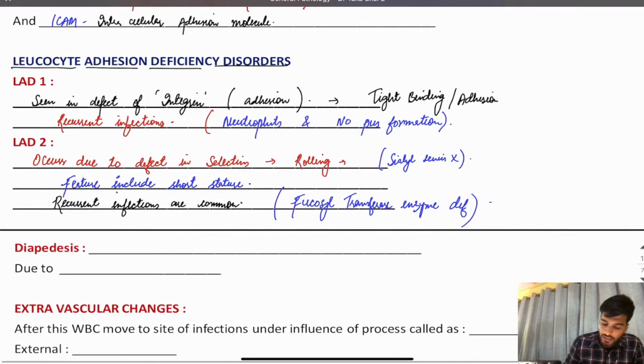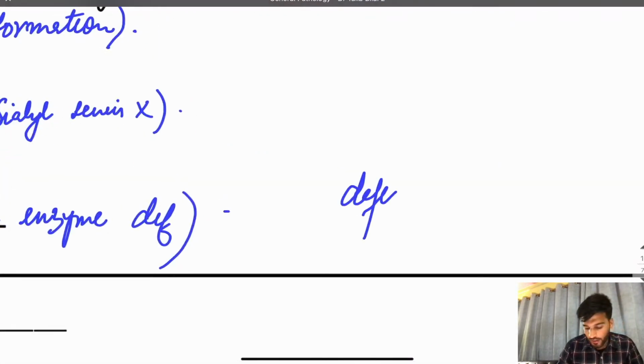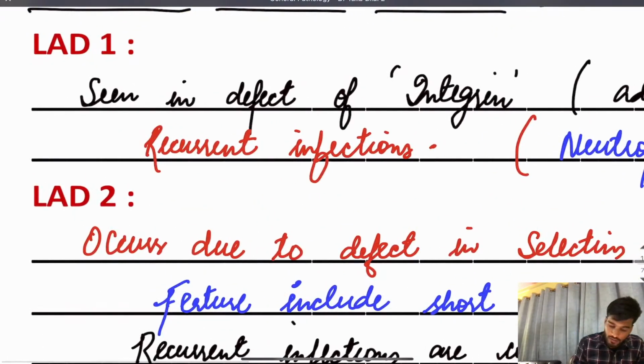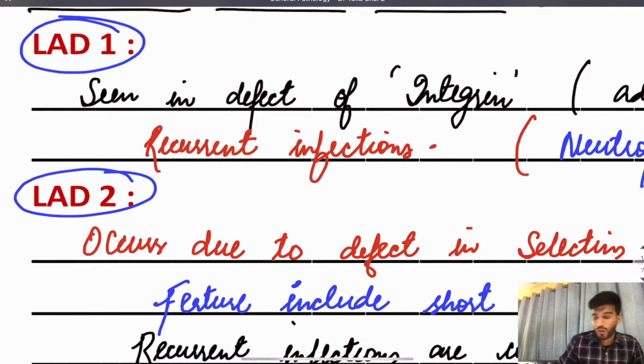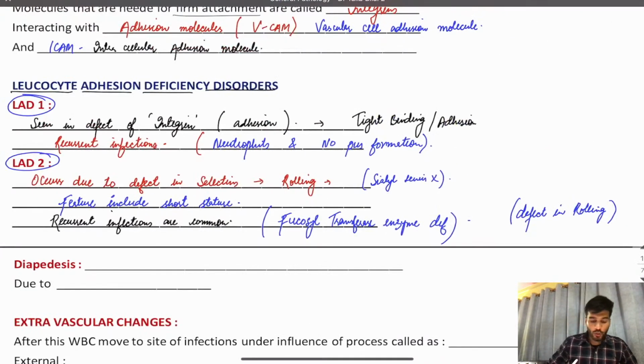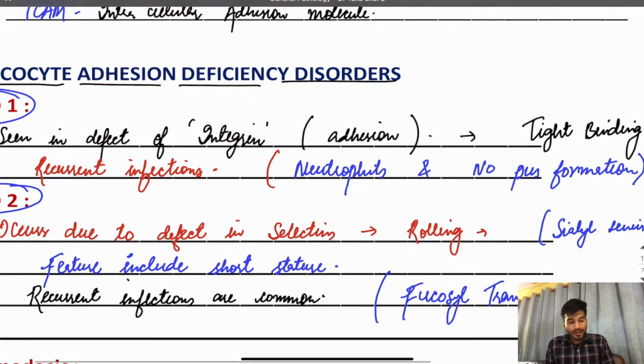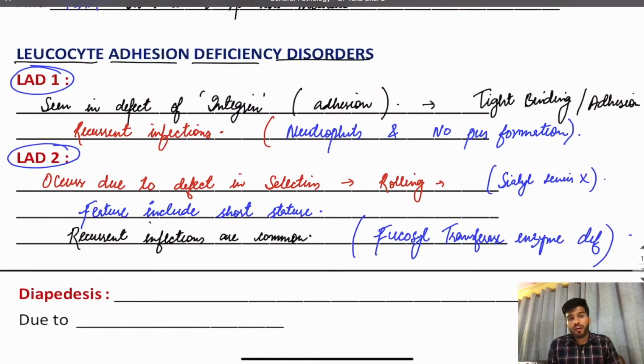So in LAD2, guys, there will be a defect in rolling, and in LAD1 there will be a defect in adhesion. Also severe MR and Bombay blood group, all there. Two conditions, guys, remember: LAD1 is seen in a defect of integrins, adhesion, and LAD2 occurs due to a defect in the selectins. Integrins help in adhesion or tight binding, and selectins help in rolling.